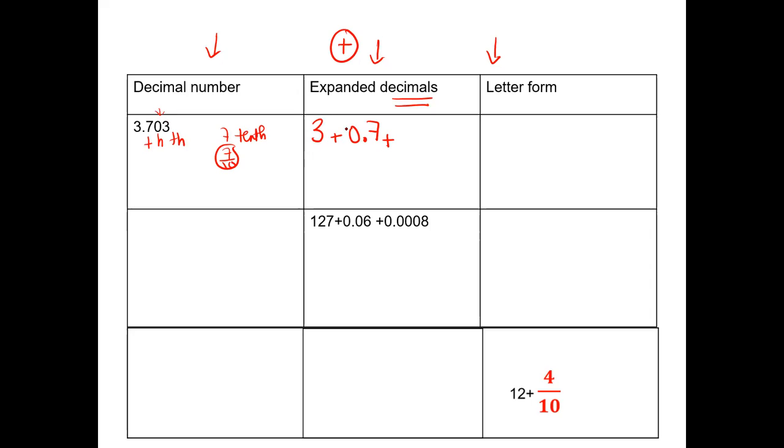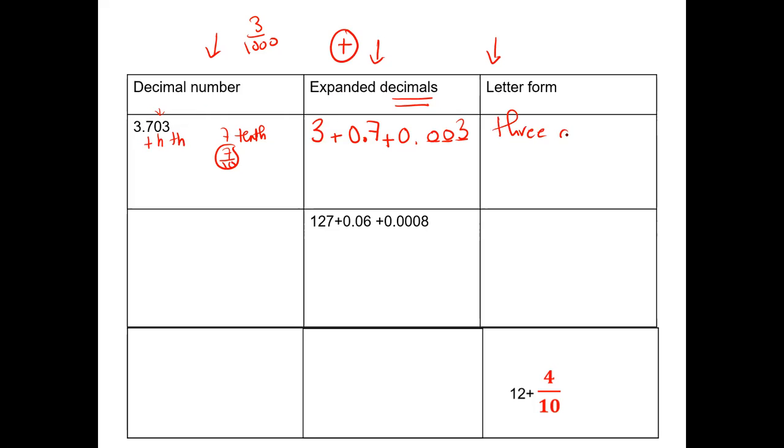Now I will go to 3. 3 is in the thousandth place, so 3 thousandth. How do we write it as a decimal number? 0.3 with 3 dashes, the 3 at the end and the empty spaces zeros. So the expanded form is 3 plus 0.7 plus 0.003. How do we write it in letters?